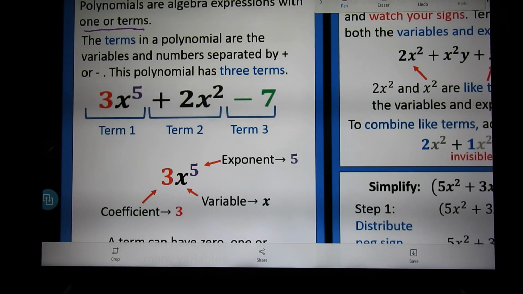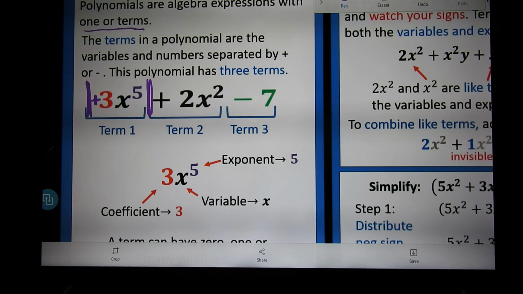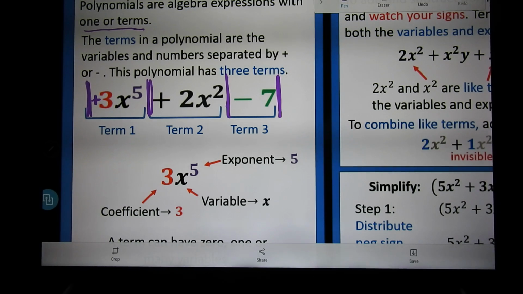So what's a term? Well, a term is a combination of variables and numbers that's separated by a plus or a minus. Notice there's a plus sign here, so that means this is a term. Actually, there's an invisible plus sign here, so if the first term doesn't have a sign, it's the invisible plus sign. And here we see a negative, so that means this is the start of another term. It's important to remember that terms have a sign. So this term is a -7, the last term. This term is a positive 2x squared, and this term is a positive 3x squared. So that's how you figure out what terms are.